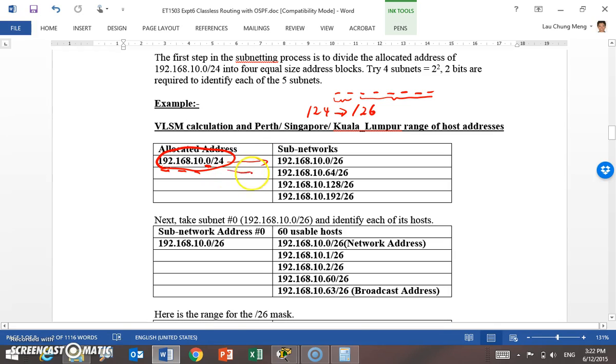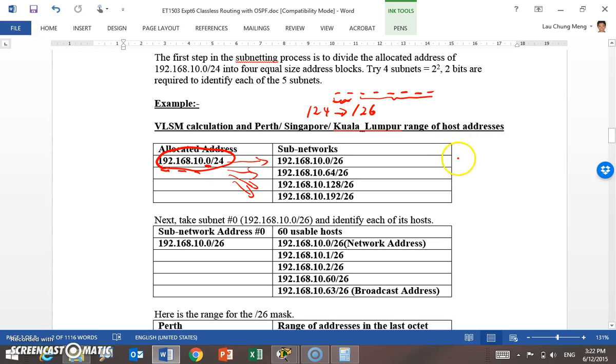When we do that, we actually created 4 networks: .0, .64, .128, .192, and all of them have /26. In case you are wondering why 4 networks, it is because we use 2 bits for subnetting. We borrow 2 bits.